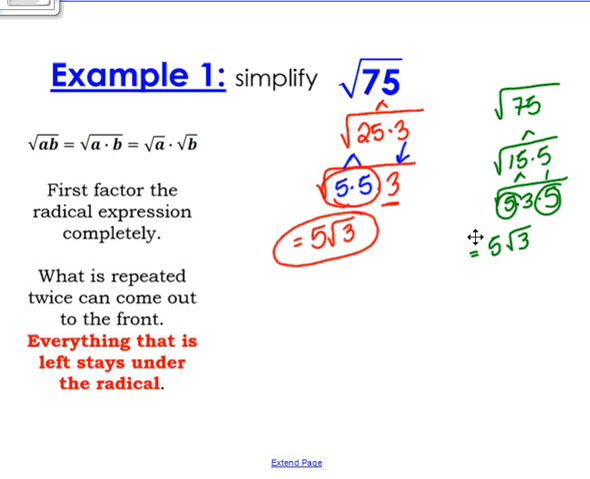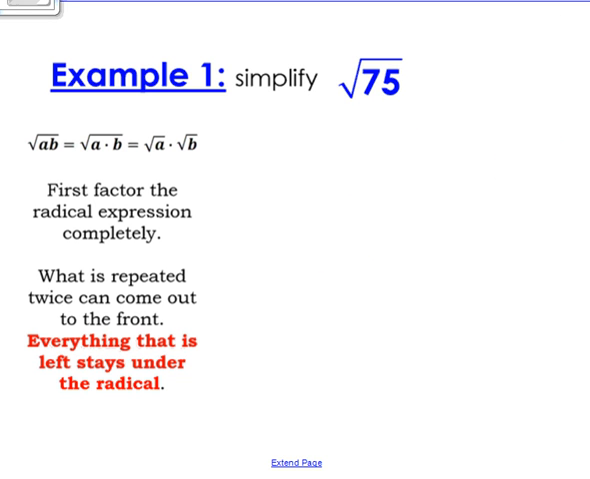So let's look at example 1. We're going to simplify the square root of 75. Well, 75 can be broken down into the square root of 25 times 3, because 25 times 3 is 75. Okay, well, I can break down 25. Two numbers that multiply to give me 25 are 5 times 5.